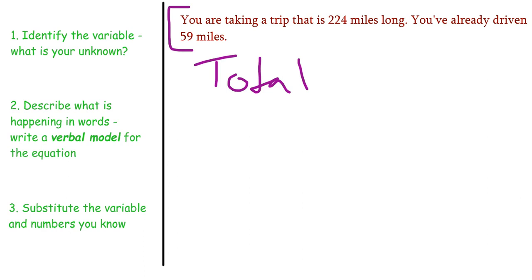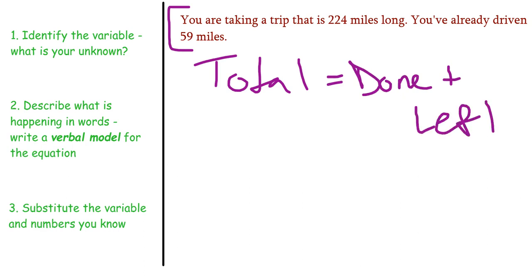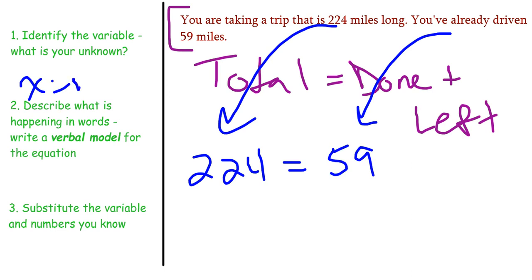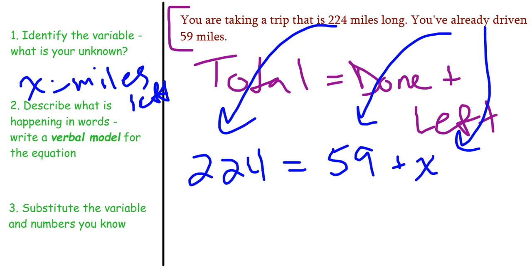So in this case, our total length of the trip is going to be what we've done plus what we have left. If you think about a trip as a long line that's 224 miles long, the total amount of the trip is however much you've already driven plus however much you have left to drive. So 224 miles long. You've already driven 59 miles. So what we have left, which is the unknown thing, is placed here. 224-mile trip is equal to 59 plus X.